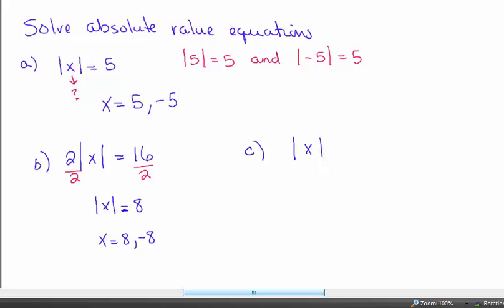Likewise, if I'm adding or subtracting, I have to get rid of that addition and subtraction first. Oh, sorry, plus 6, plus 6. I need to get the absolute value completely alone before I do anything to it. So absolute value completely alone is equal to 10. That means that x is equal to 10 and negative 10.